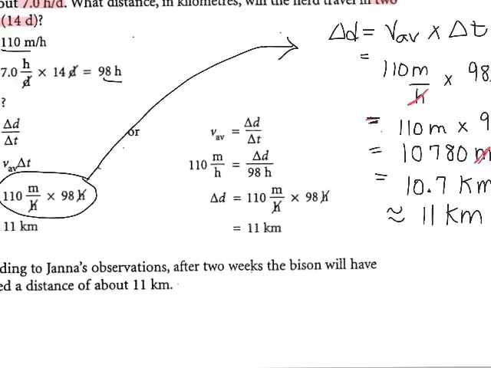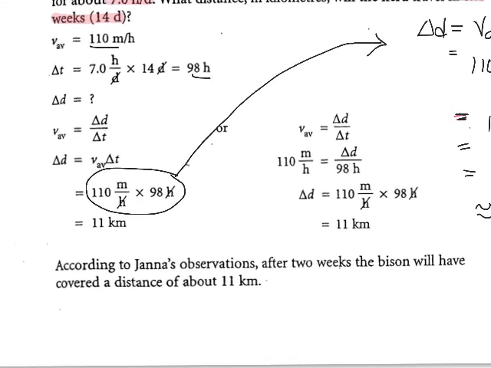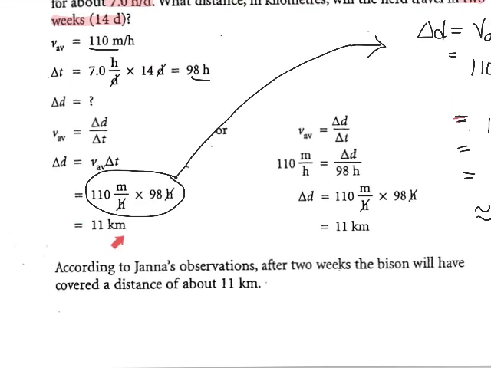If you take a look here at the sample itself, it gives us our answer of 11 kilometers. Here it gives you another alternative, but we're just going to cross that out. It says, according to Jana's observations, after 2 weeks, the bison will have covered a distance of 11 kilometers. All right, we're going to flip to the next page here.